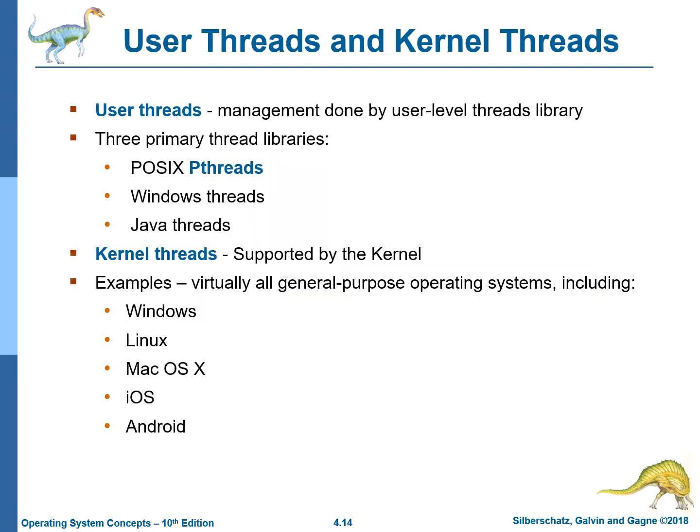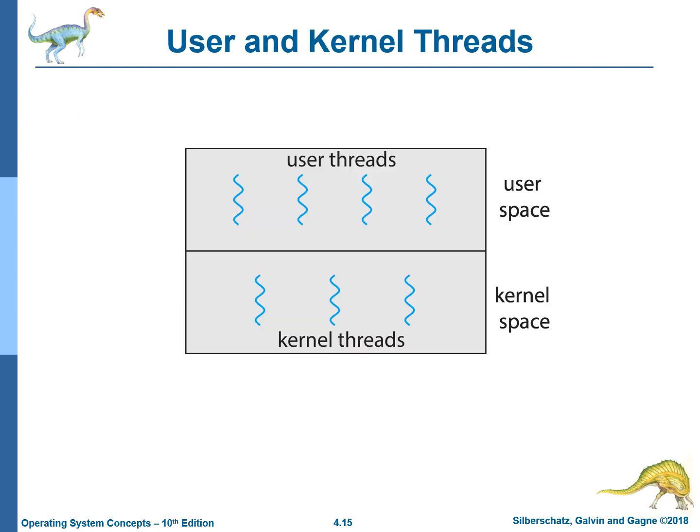User threads and kernel threads. For user threads, the management is done by a user-level threads library. There are three primary thread libraries: POSIX pthreads, Windows threads, and Java threads. Kernel threads are supported by the kernel, for example, virtually all general-purpose operating systems, including Windows, Linux, Mac OS X, iOS, and Android. This is user and kernel threads.